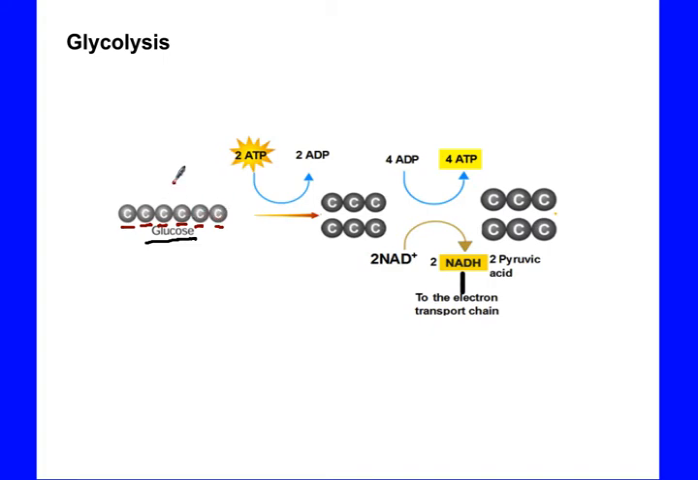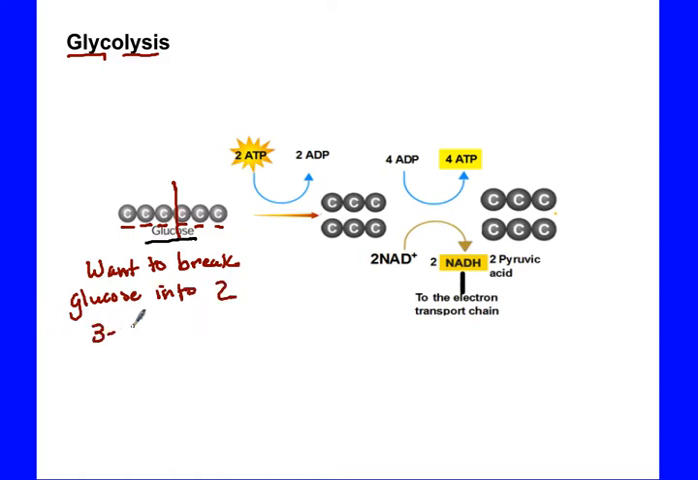And what we want to do is break it. Remember we said glycolysis means to break sugar. So I want to break it in two. So let's put that we want to break the glucose into 2 3-carbon compounds. So this is going to be one 3-carbon compound, and this is going to be another 3-carbon compound.